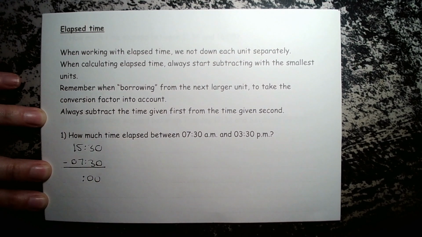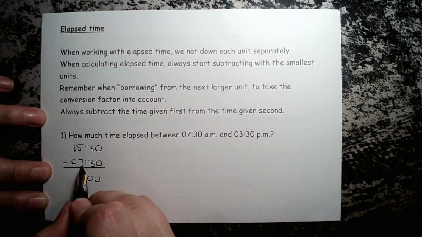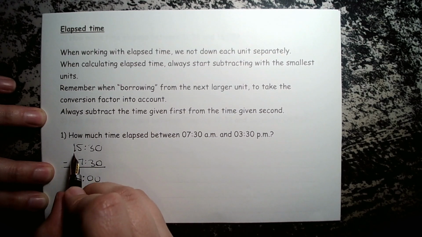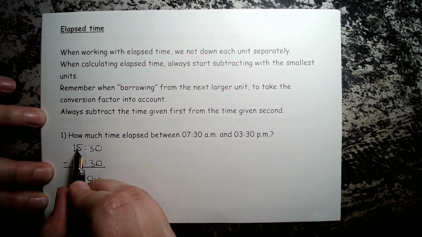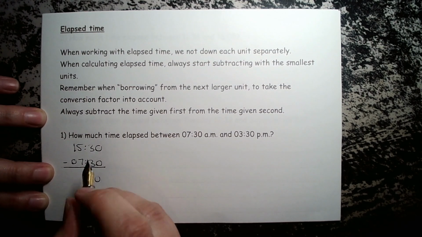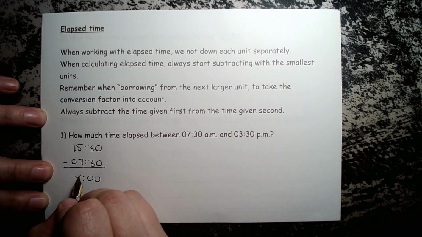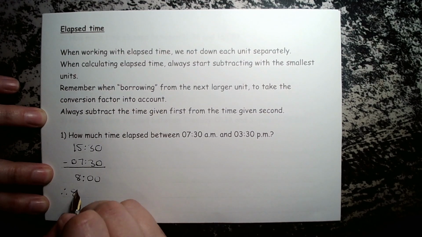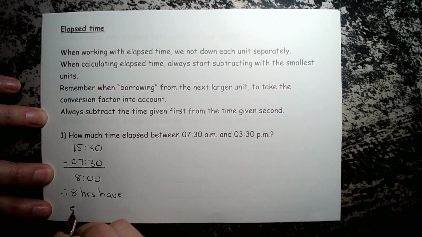This is where we would need to worry. 5 minus 7 we cannot. So we can borrow that from this unit here. That is a 10 for the hours. So we can borrow that. So 15 minus 7 leaves us with 8. And therefore 8 hours have elapsed.